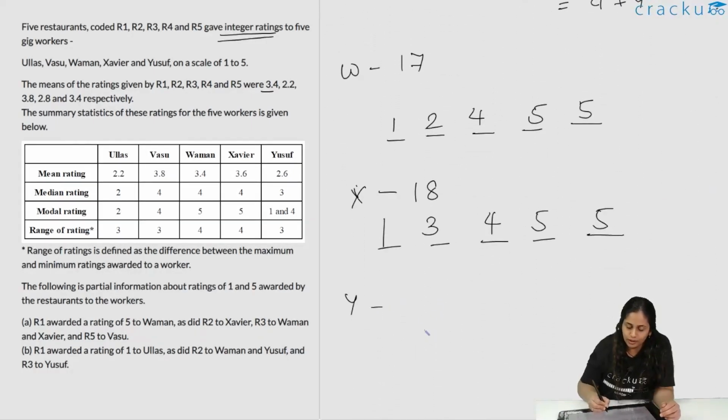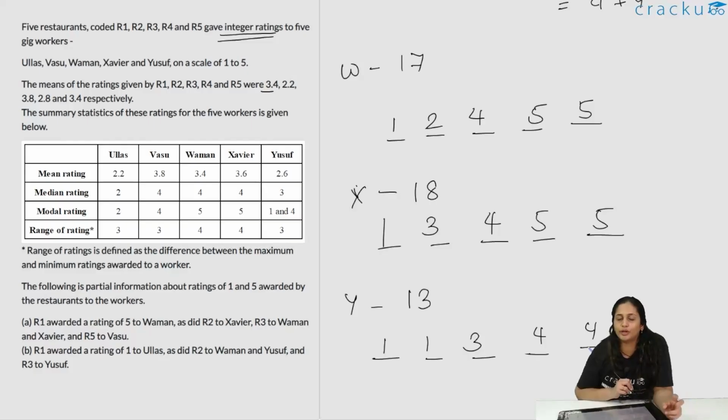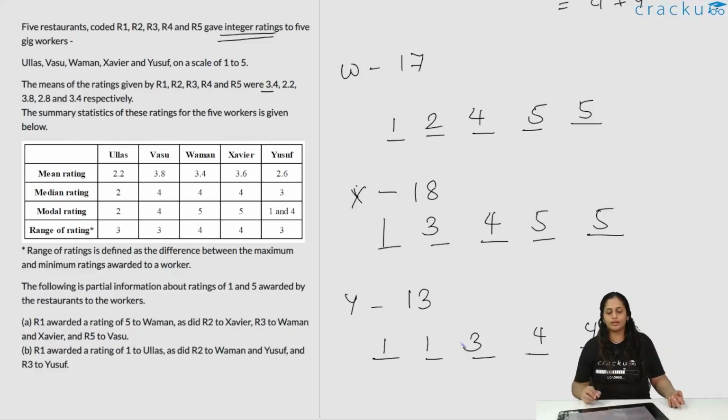Consider Yusuf's score. Yusuf's total is 2.6, so this total sum is 13. These are supposed to be the 5 values. The median rating is 3. The modal ratings are 1 and 4, which means there are two 1s and two 4s. So from that alone I can say this is 1, 1 and 4, 4. Otherwise you would not have the mode as 1 and 4, because at max they can come twice, since 3 is also there. And if 3 is repeated, then 3 will also be one of the modes. So since 3 is not one of the modes, each has to come twice. So the ratings should be 1, 1, 3, 4, 4. So the median is 3, the modal ratings are 1 and 1, 4 and 4, and the range is 3 clearly, because it is 4 minus 1.